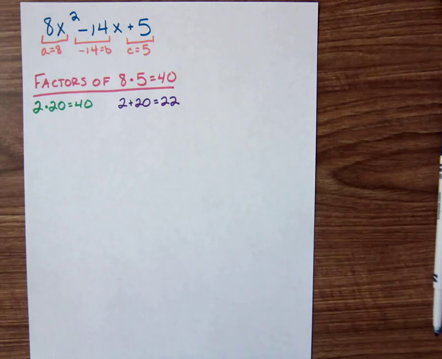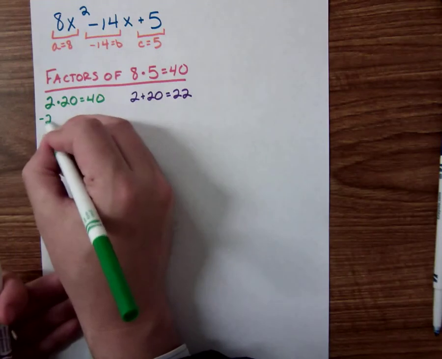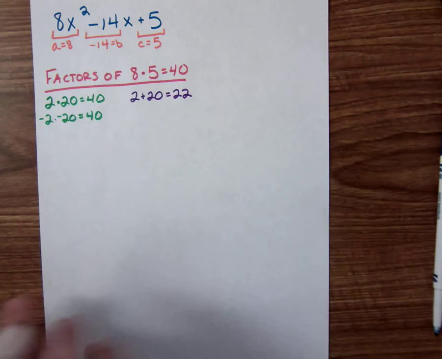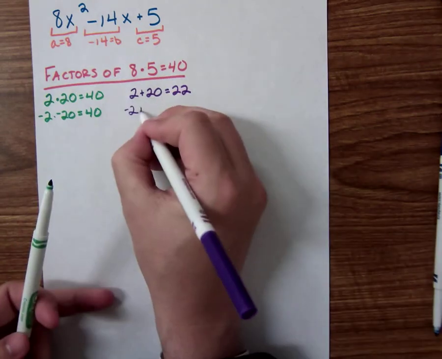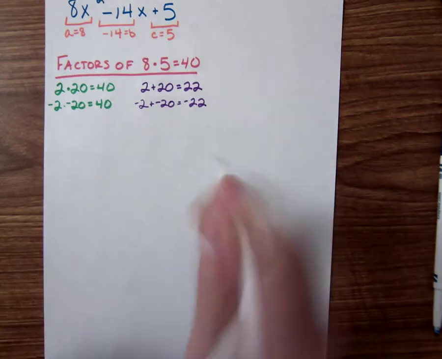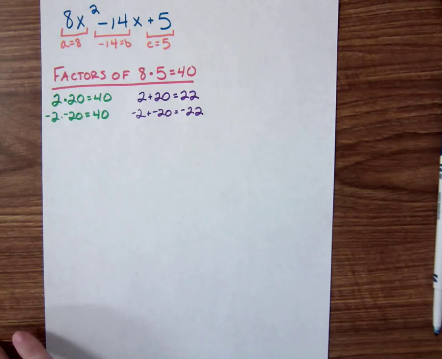Negative 2 and negative 20? Because I still want to get positive 40 when I multiply them. Negative 2 plus negative 20 is negative 22. So we're closer because now we got a negative, but still not negative 14.